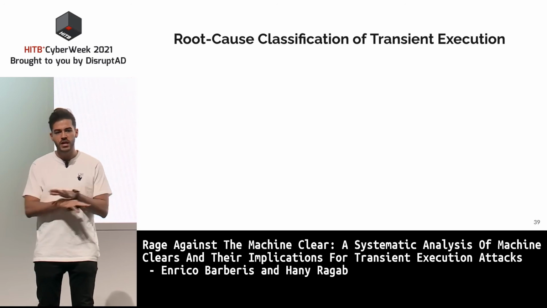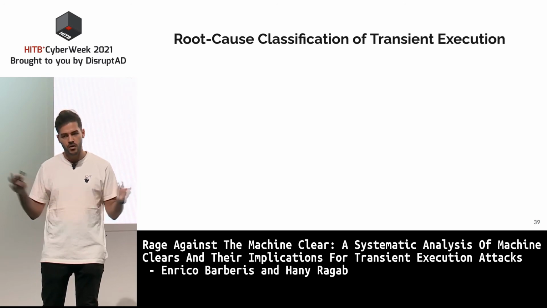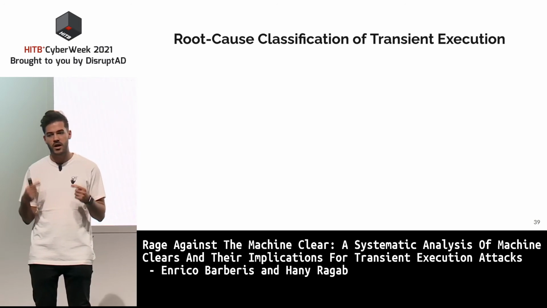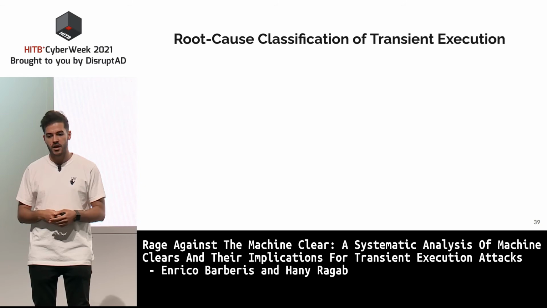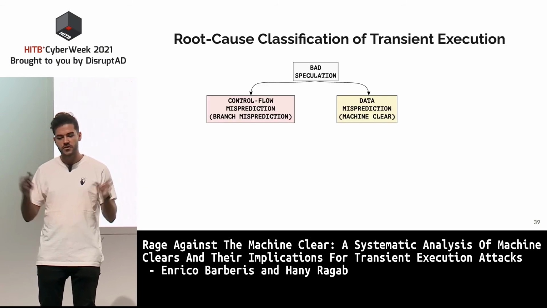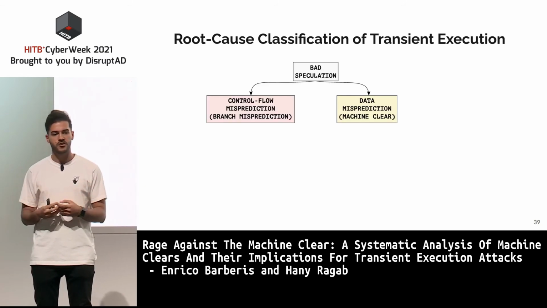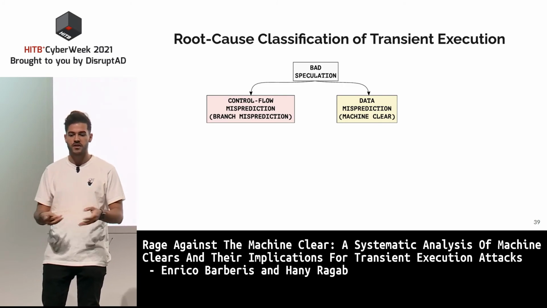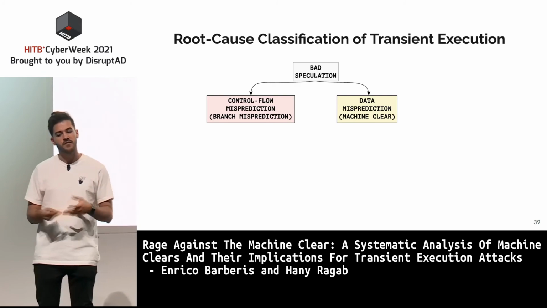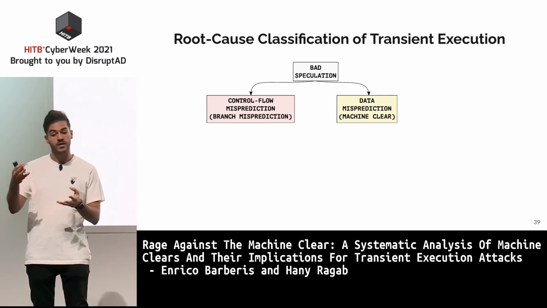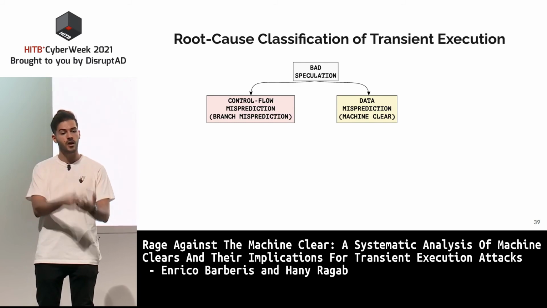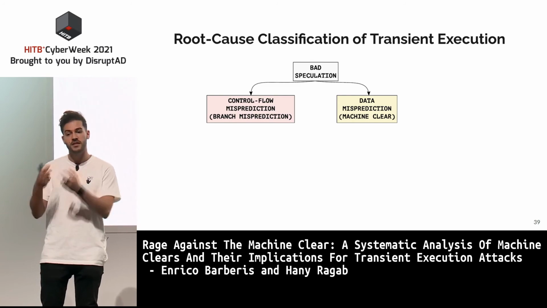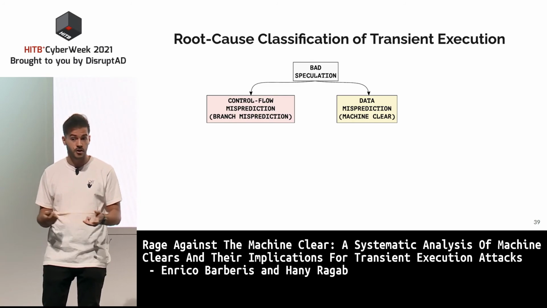So now that we have a clear image of all the different transient execution mechanisms, we try to classify these to have a more systematic understanding of transient execution. And we start from two main subclasses of bad speculation. Bad speculation is, let's say, the top class representing this behavior on modern CPUs. The first subclass is control flow misprediction, and the second one is data misprediction. Control flow is speculating on the next instruction to execute. Data misprediction is speculating on the data, not code.